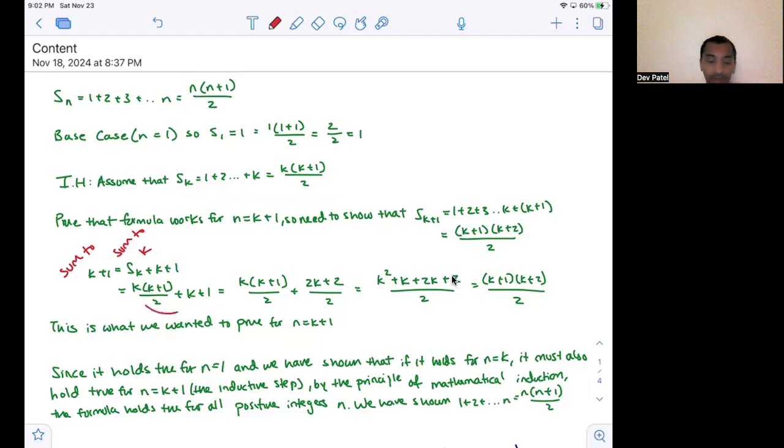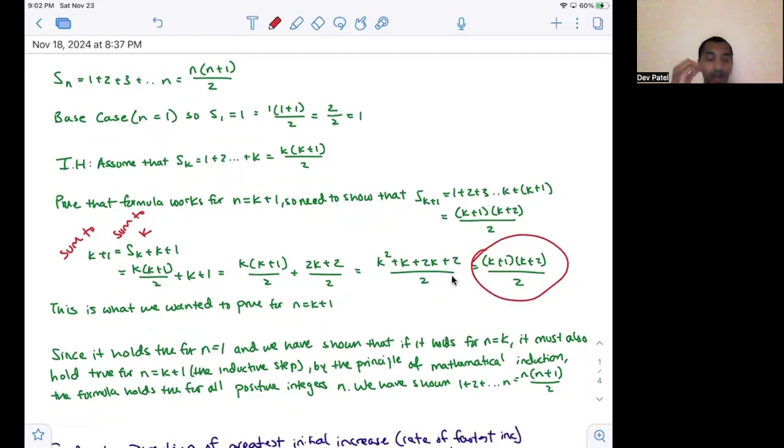So we can break this down. And then we're able to show that the sum of the first k plus 1 integers is equal to the sum of the first k integers plus k plus 1 through this obviously algebraic simplification. And then we have shown that it does equal to one another. And this is what we wanted to prove for n equals k plus 1. And so it works for k. It also works for k plus 1.